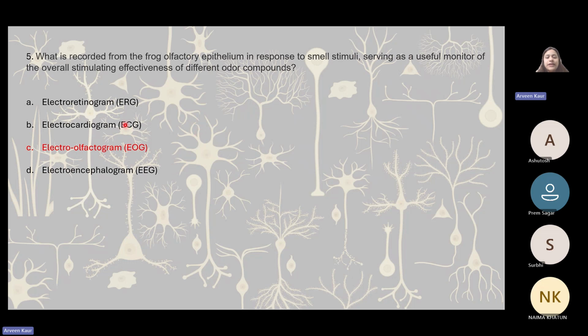Also, EOG stands for electrooculogram as well, right? So retinogram is for the retina part of the eye. Oculogram is also used for eye based recordings when it is not particularly for the retina.